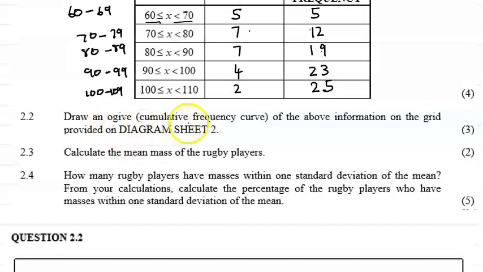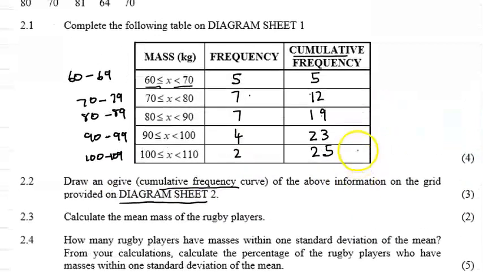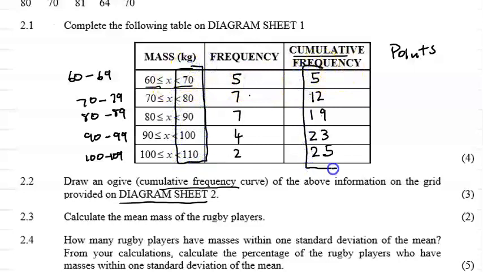Draw an Ojive or cumulative frequency curve of the above information on the grid provided on diagram sheet 2. Now, the points that we are going to plot are as follows. Let's make another column here and we'll call it points. The first point that you are going to plot is going to be the upper boundary of each interval with the cumulative frequency. So therefore, the first point that you're going to plot is 70 and 5. The second point will be 80 and 12.